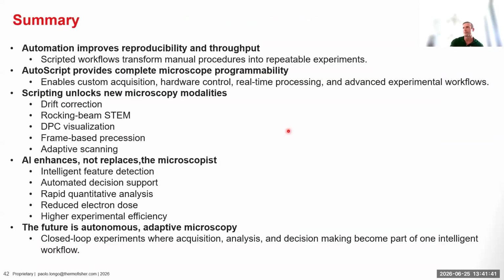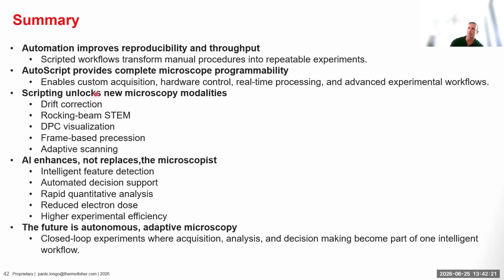Now, in summary, I hope I've been able to show you that automation improves reproducibility and throughput. Scripted workflows transform manual procedures into repeatable experiments. AutoScript also provides complete microscope programmability. This is very important because you can enable custom acquisition, hardware control, real-time processing, and also create advanced experimental workflows. At the same time, scripting unlocks new microscope modalities.